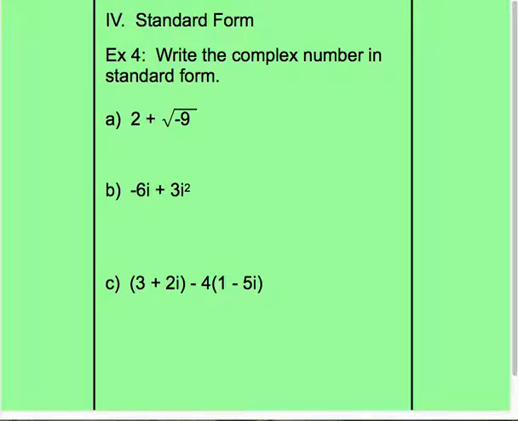Now we're going to take a look at how to express imaginary numbers in standard form. In the last part of the last video, we saw a + bi. This is what's called standard form of a complex number. It's got a real part and an imaginary part. a is the real part. b is the imaginary part.